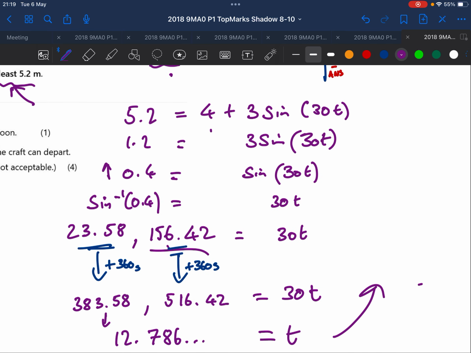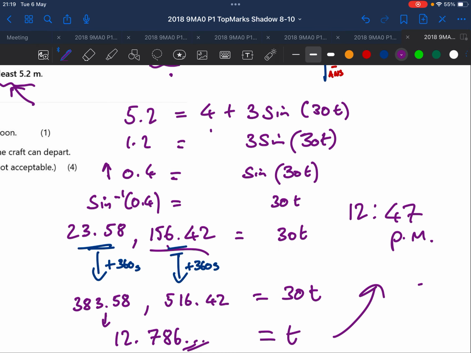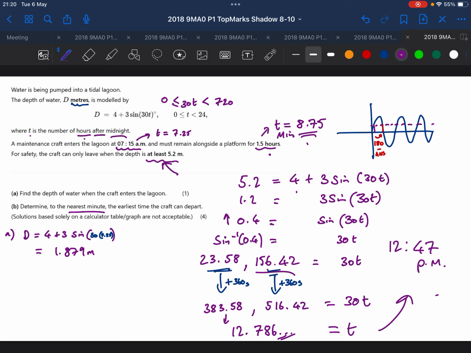So what's the answer? Well, 12 is midday, isn't it? Personally, I don't really like the idea of writing AM and PM with 12, but I suppose it's after 12, so it's 12 something PM. The 786, what you can do with it is put that into your calculator on the right mode, and it should tell you what to do. Alternatively, you can do 0.786 times 60, and it should give you 47 minutes. So I believe I get 12:47 PM. Okay, so this should be the first time that the boat is able to leave the harbour.